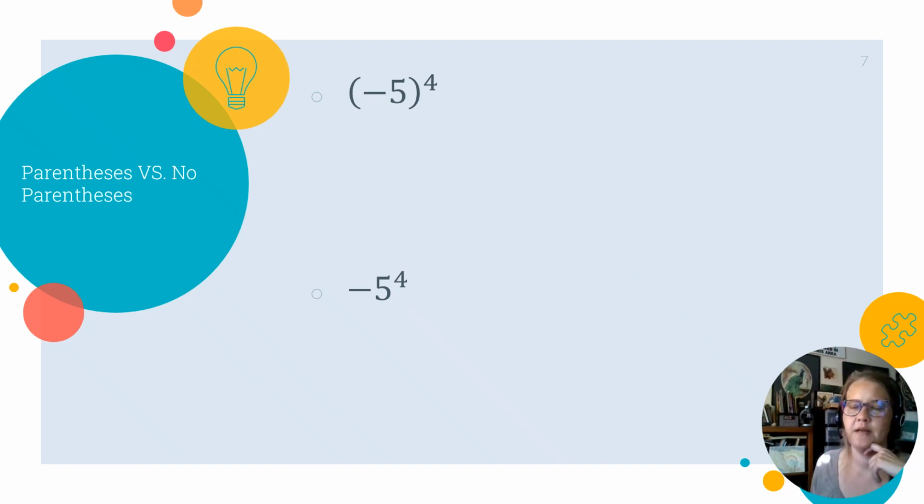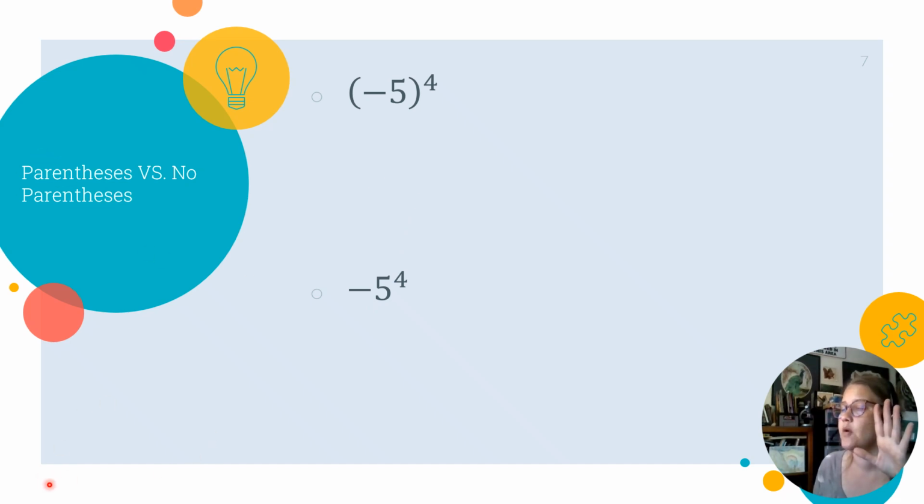Okay. Now we have 2 that look incredibly similar, but they are going to give you very different answers. Let me pull out my laser pointer. So up here, we have a -5 inside of some parentheses to the 4th power. And then down here, we have a -5, but there's no parentheses involved, also to the 4th power. Something very interesting happens to the 2 of these, and they will have different answers.